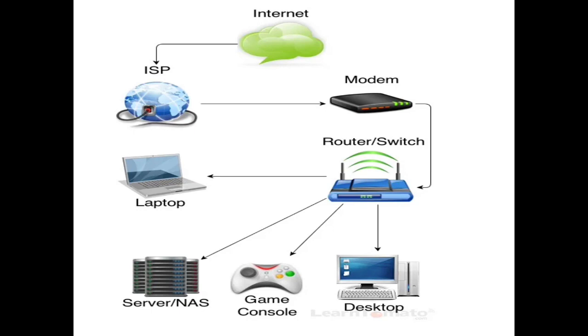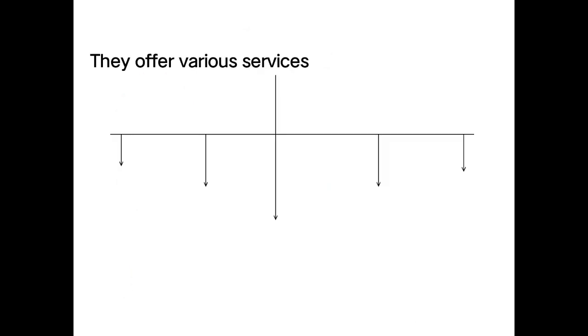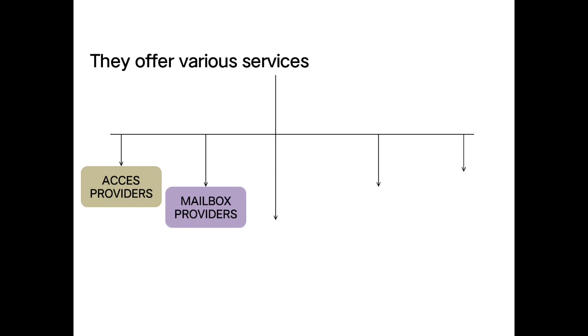And internet has become an integral part of our lives. Today we have the luxury of high speed wireless internet in the form of Wi-Fi. We can connect our computers, laptops, smartphones, tablets, TVs, etc. Wi-Fi definitely made things easier. Okay, internet offers various services. It includes five types. What are they? Access providers, mailbox providers, hosting ISPs, virtual ISPs, and free ISPs.